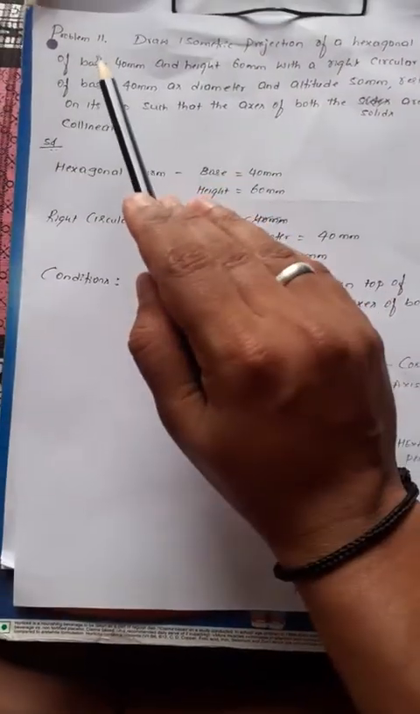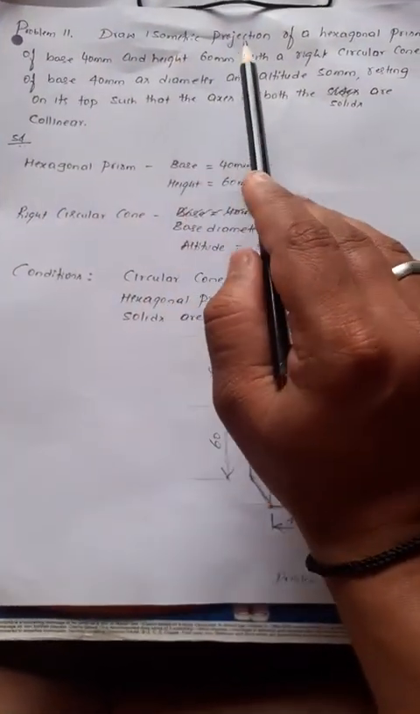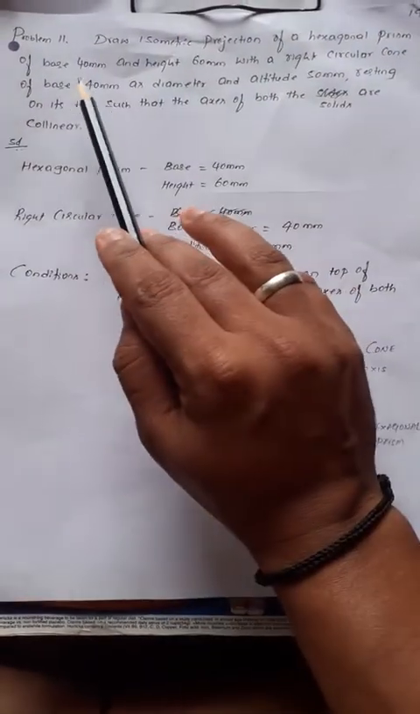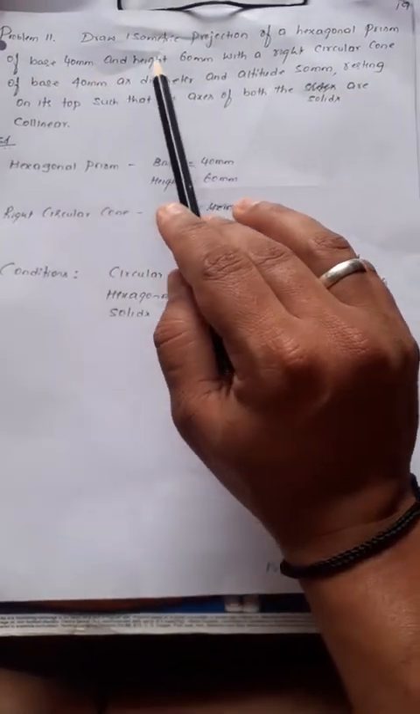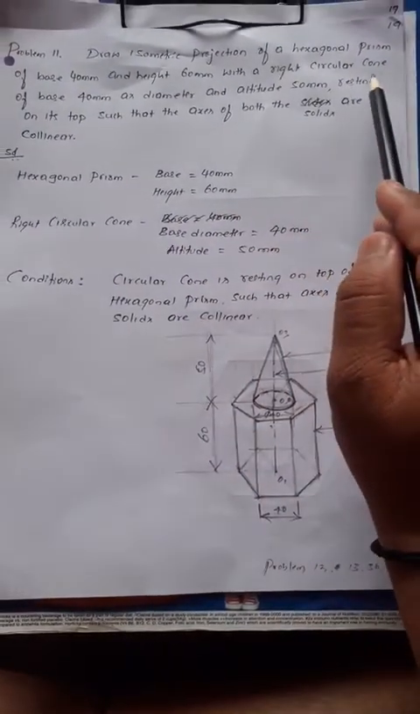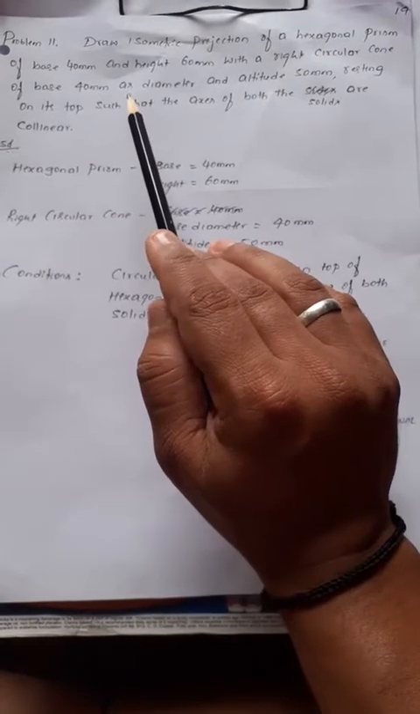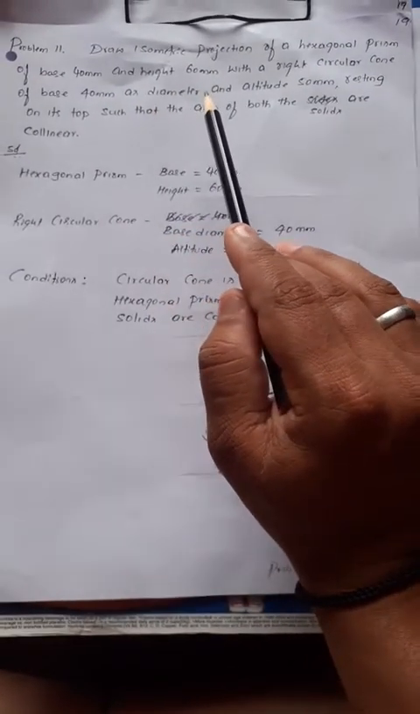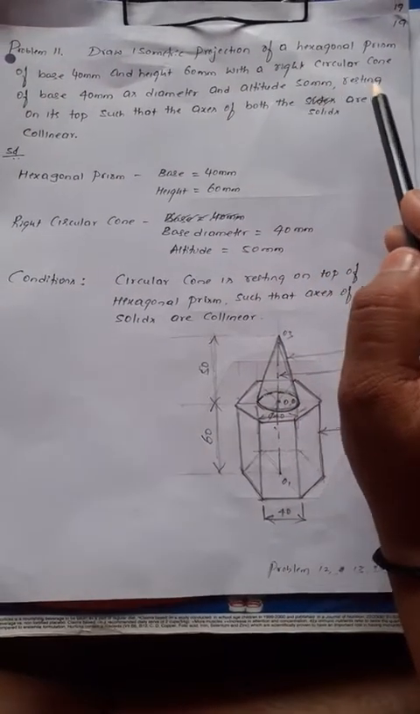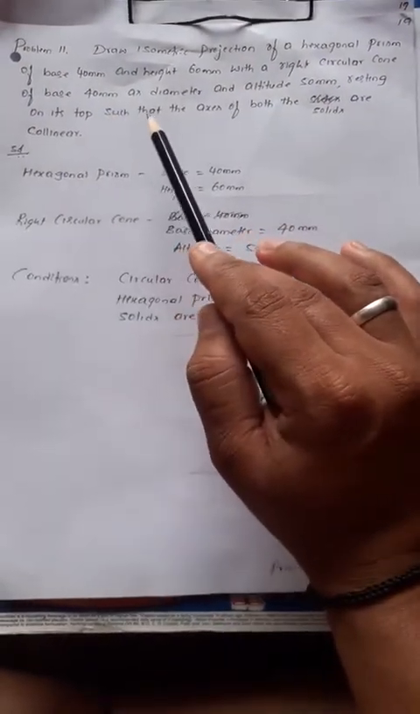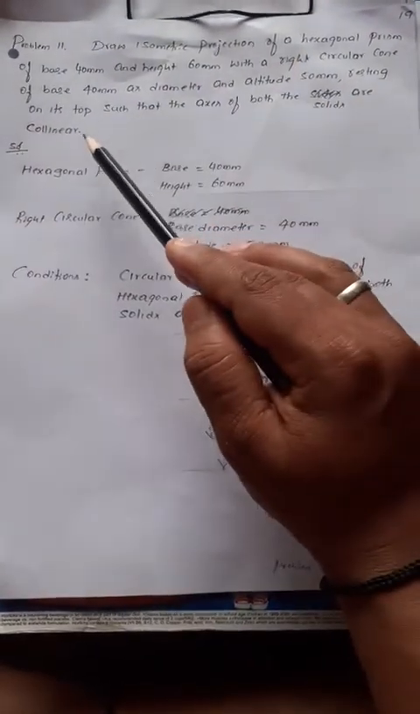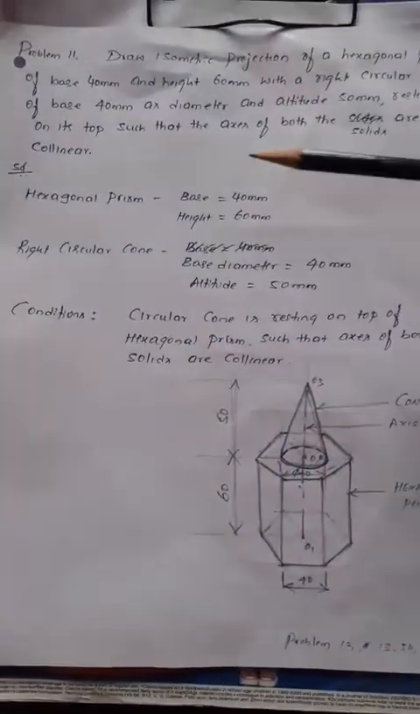The next problem, number 11. Draw the isometric projection of a hexagonal prism of base 40 mm and height 60 mm with a right circular cone of base 40 mm as diameter and altitude 50 mm, resting on its top such that the axes of both the solids are collinear. Again, two types of solid are given.